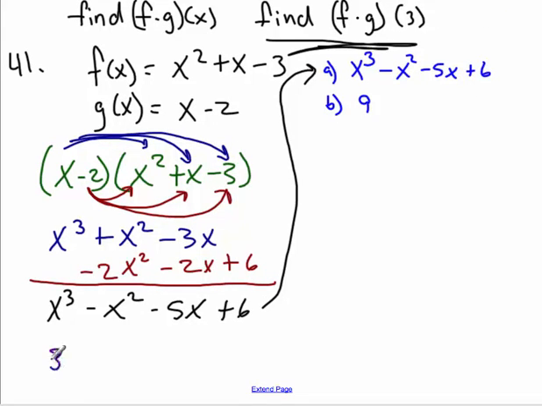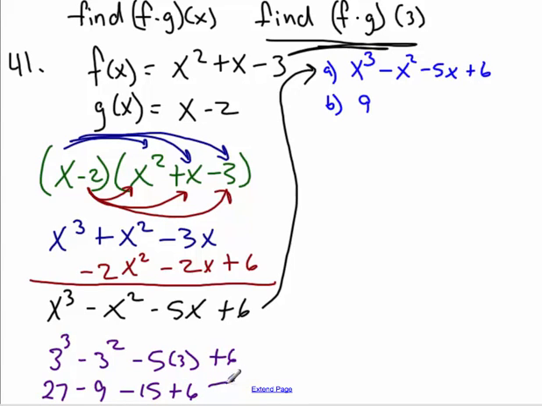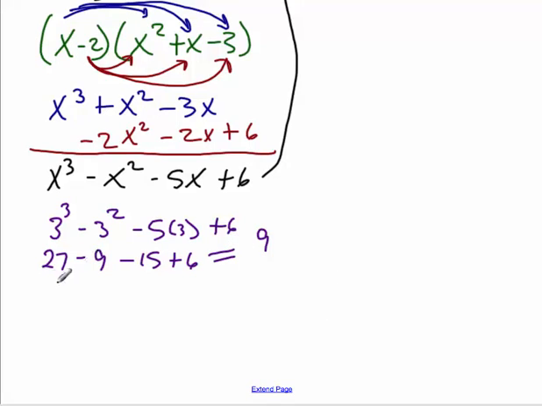And so 3 cubed minus 3 squared minus 5 times 3 plus 6. 3 times 3 is 9 times 3 is 27 minus 9 minus 15 plus 6. And I bet that equals 9. So I can extend the page.